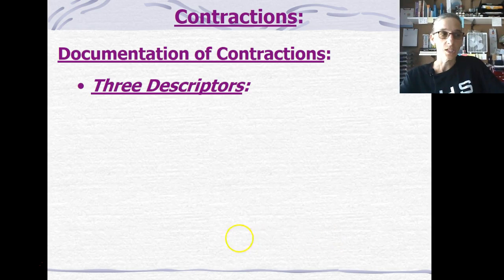All right, documentation of contraction. How are we going to document? We document with 3 descriptors: frequency, duration, and intensity.